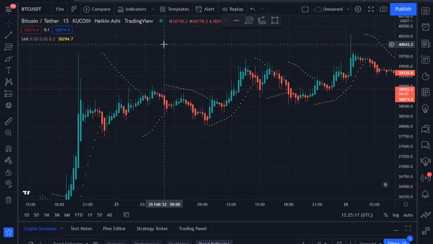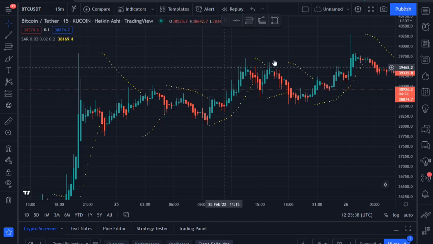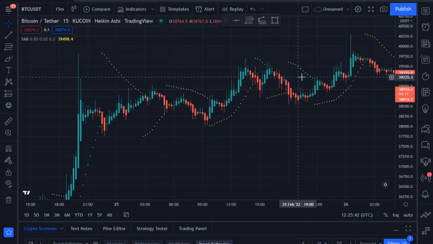That's why it's advised you use parabolic SAR alongside the 200 exponential moving average to get a clear overview of the overall market direction in order to enter your trade and to avoid getting into unnecessary false trades, because parabolic SAR can also give you a lot of false signals. And here's an example of false signals. You understand? False signals.